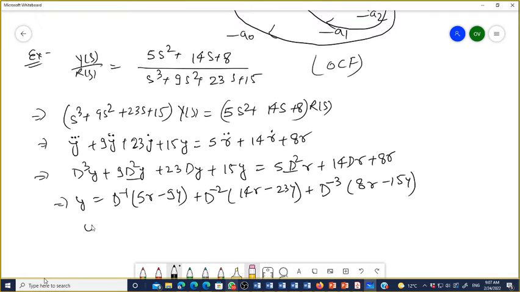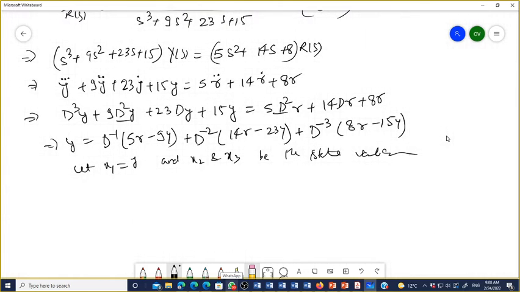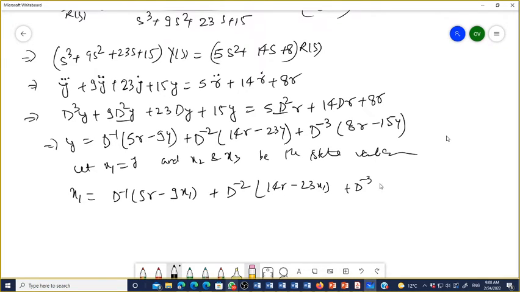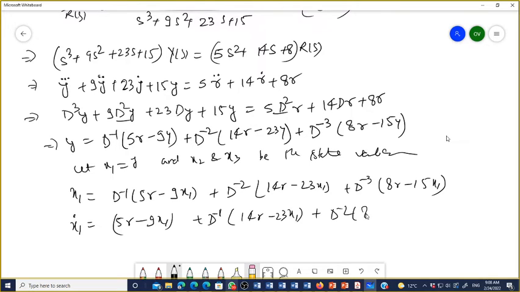We have defined x1 equal to y, and x2, x3 we define separately, as the state variables. So what will be your equation now: y equals x1, and x1 equals D inverse of 5r minus 9x1, plus D to the power minus 2 of 14r minus 23x1, plus D to the power minus 3 of 8r minus 15x1.